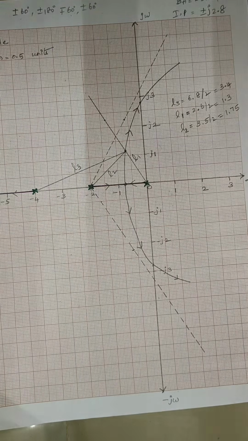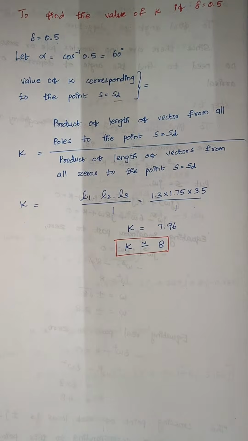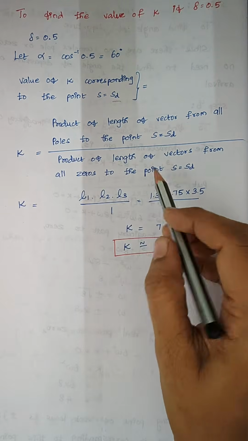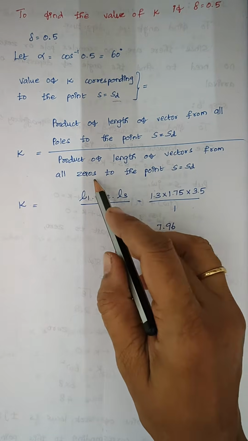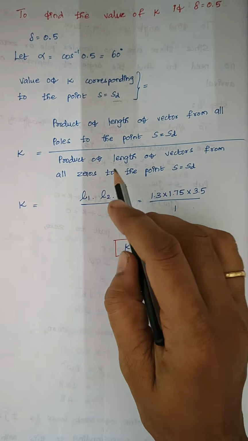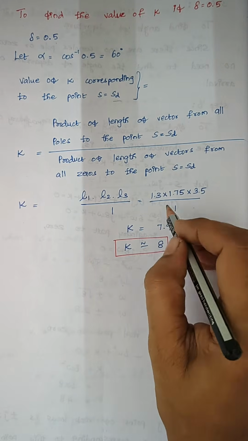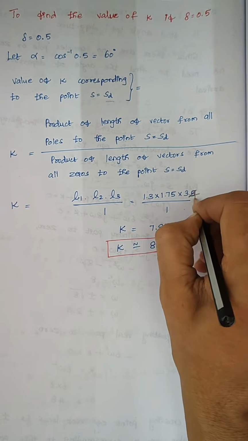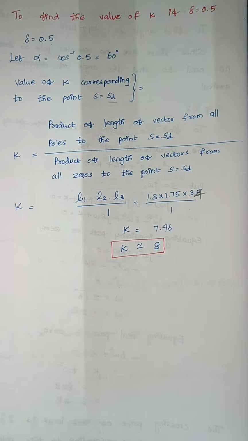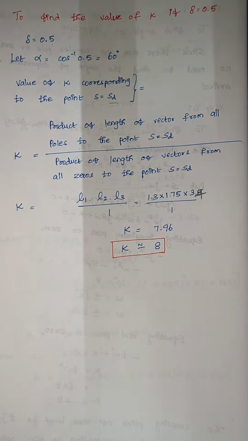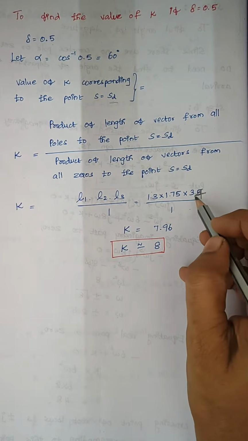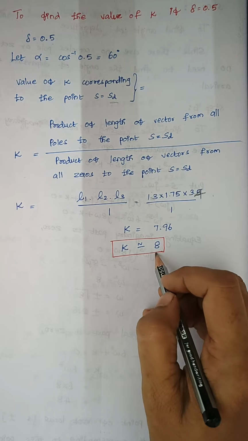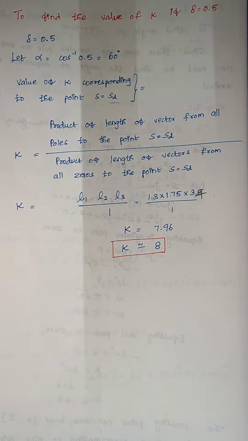Now we can substitute these values in the formula. Just substitute the values of L1, L2 and L3 and divide by the product of the lengths of vectors from all zeros. In this problem we don't have any zeros, so for the denominator we keep this as 1, right? In our calculation we found the value as 3.4. There may be some difference, right? It may be 3.4 or 3.5. It won't make much bigger difference. So from the measurement you just write down the values, and finally the value of k is found to be 8, right? So here comes the end of the problem.